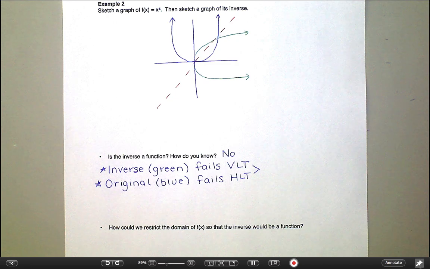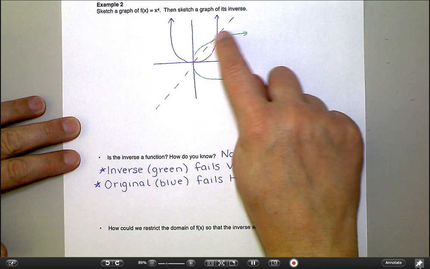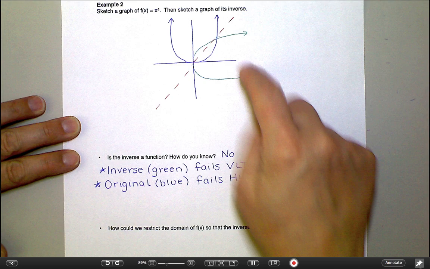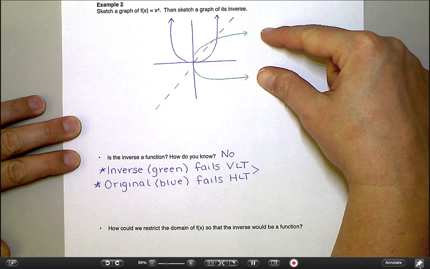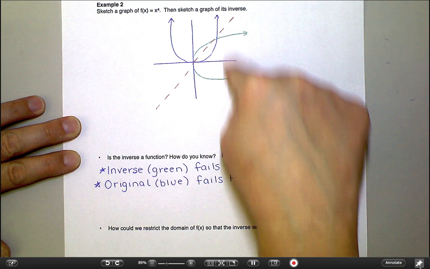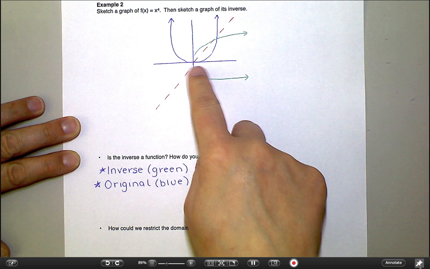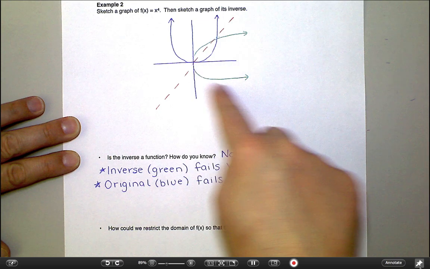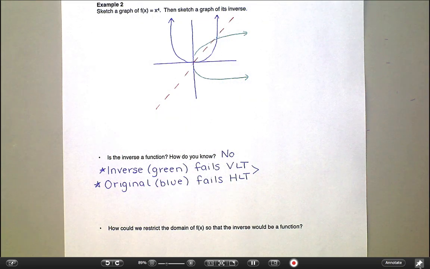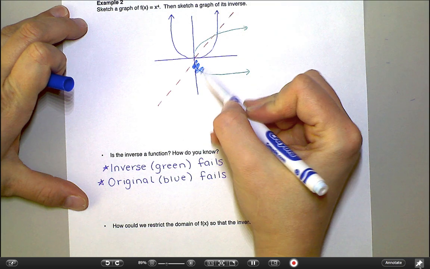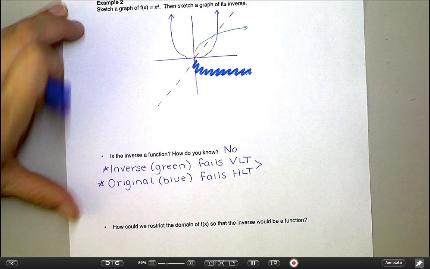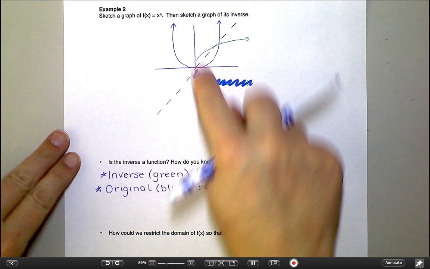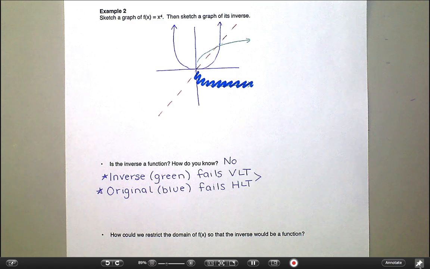And then this next question is sort of interesting. How could we restrict the domain of f of x so that the inverse would be a function? Okay, so let's think about what makes this inverse not be a function. It's because it's got this double branch, right? Because you can hit the line twice, okay? If I could magically get rid of this bottom branch, then I'd be working with a function again, right? If I was just looking at this green line, then I could say, yes, it is a function, okay?